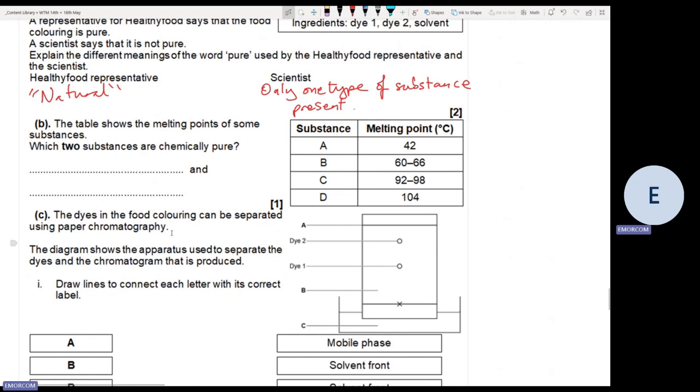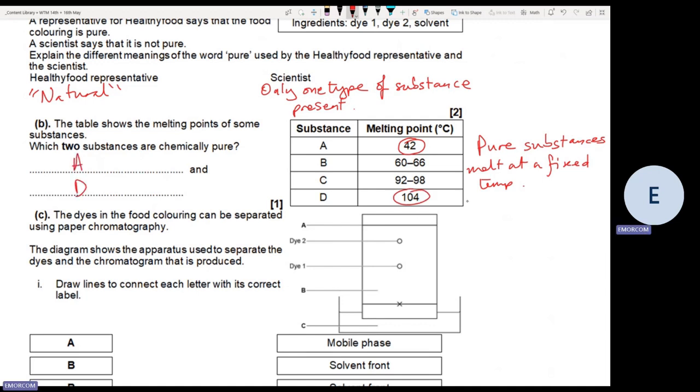The table shows the melting points of some substances, which two substances are chemically pure. Well, we know that pure substances will melt at a fixed temperature. Therefore, A and D, because they don't have a range, are the pure ones.